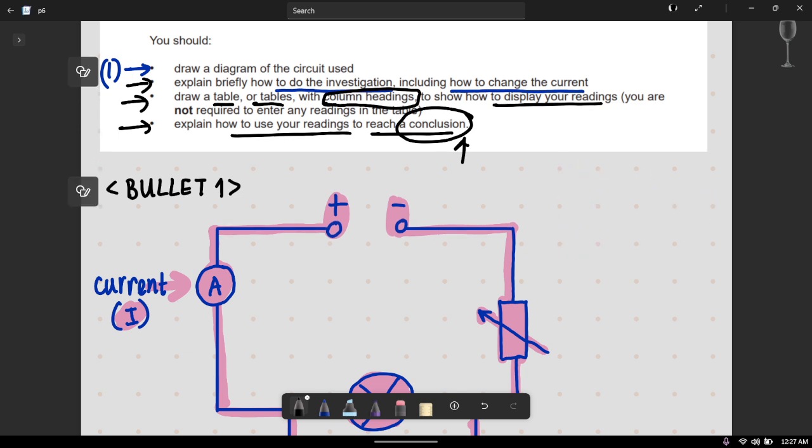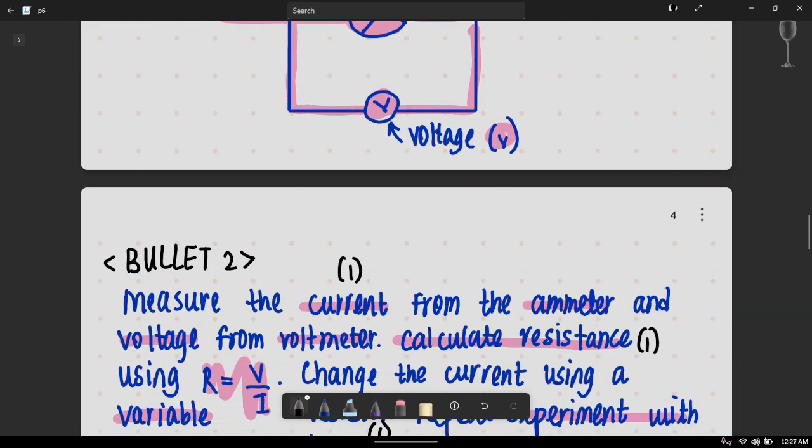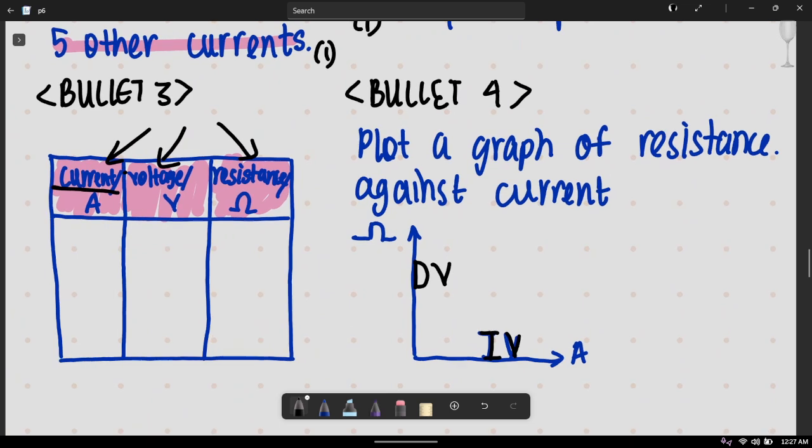So always be careful here. Don't just say, oh, plot a graph. No, don't just say plotting a graph is not enough. You have to state how you will plot a graph. So plot a graph of resistance against current.